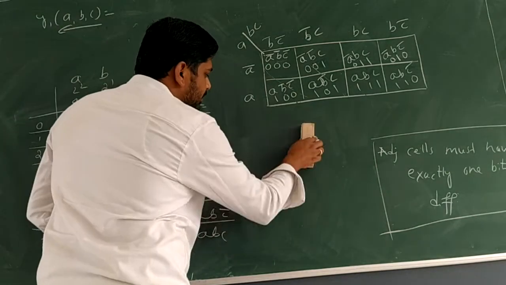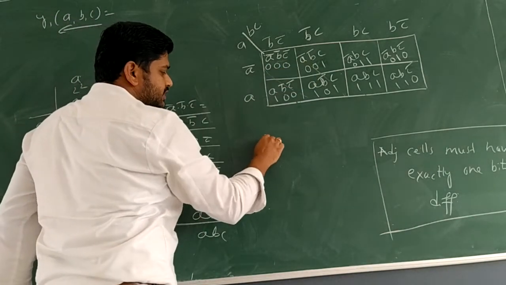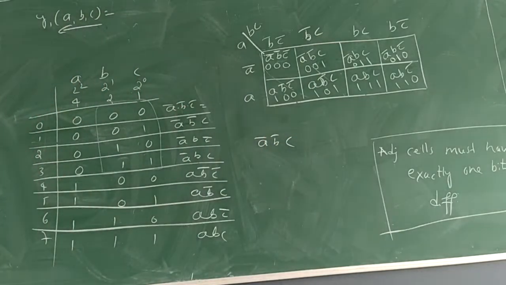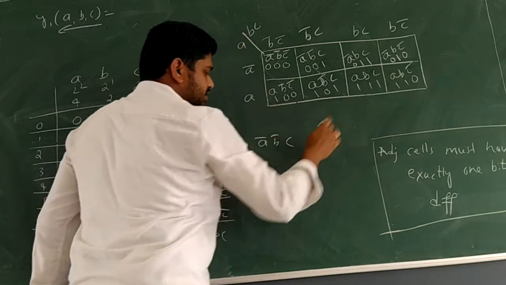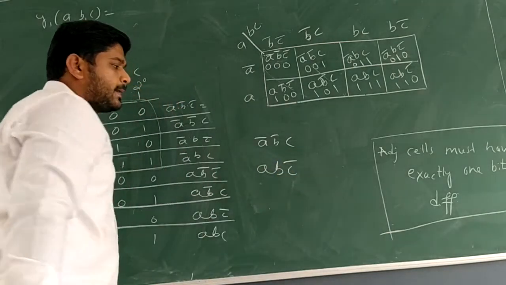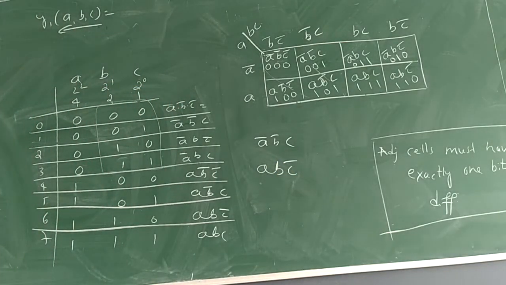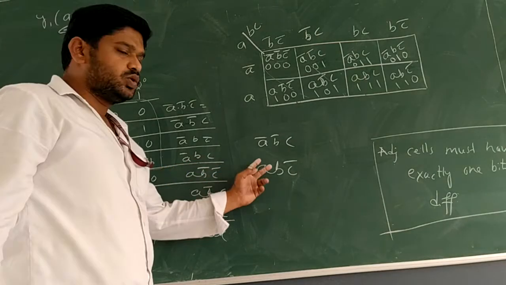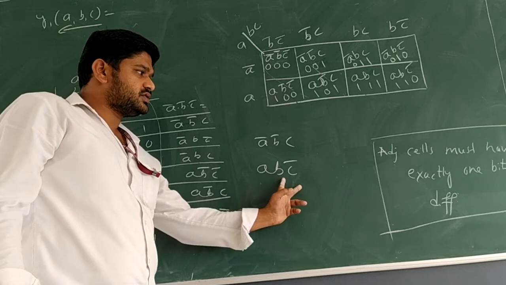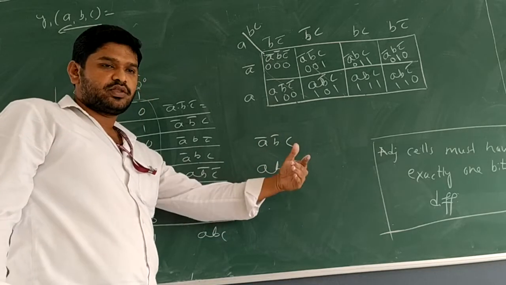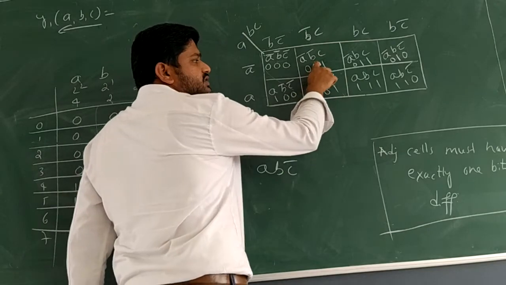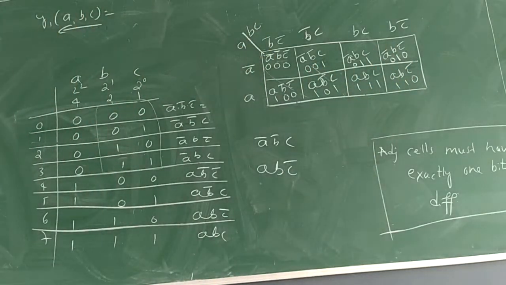Let's take one more comparison. This cell, what is the cell function? A complement, B complement, C, with the last one A, B, C complement. See here, A is different in both terms. One side it is complement, another side it is non-complemented. Even B is different, and C is different. Hence there is more than one difference. Actually, there are three differences, which is more than one. Hence, we cannot treat this cell as adjacent to that cell.